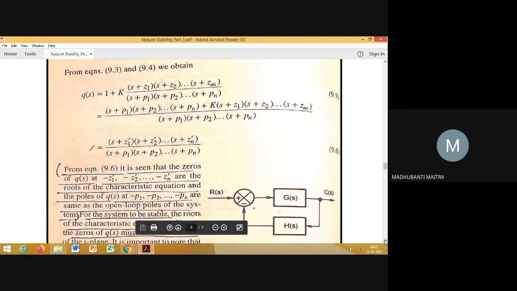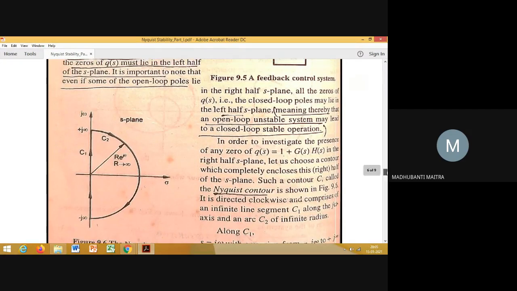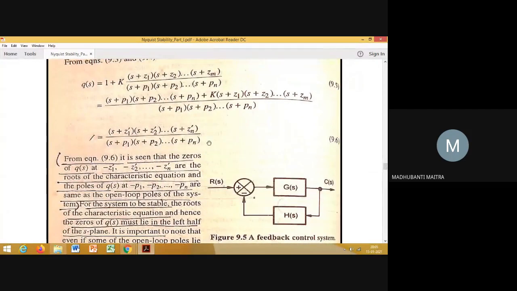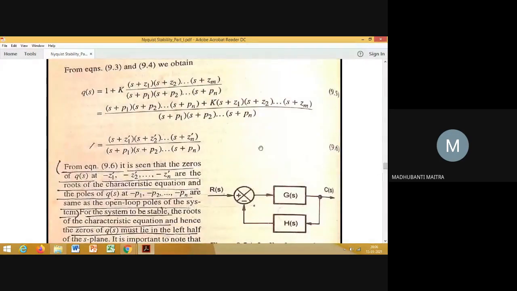Now, have you understood? So, corresponding to this S-plane closed contour, which is now our Nyquist contour, we will get a corresponding Q(s) contour, as we have discussed. So the Nyquist contour so defined encloses all the right half S-plane zeros and poles of Q(s), if any. This Nyquist contour, which is enclosing the entire right half of the S-plane, will certainly enclose the right half zeros and poles of this Q(s), if any.